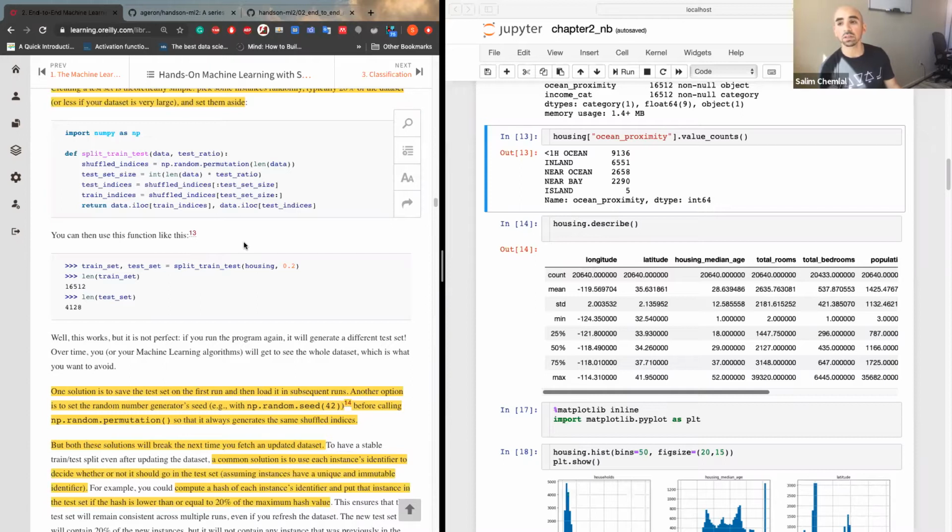Okay, so here's the thing. Assuming that you have a balanced data set, when you do a split, it should be fine.